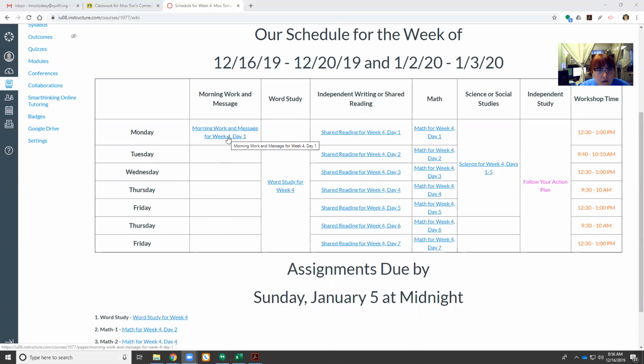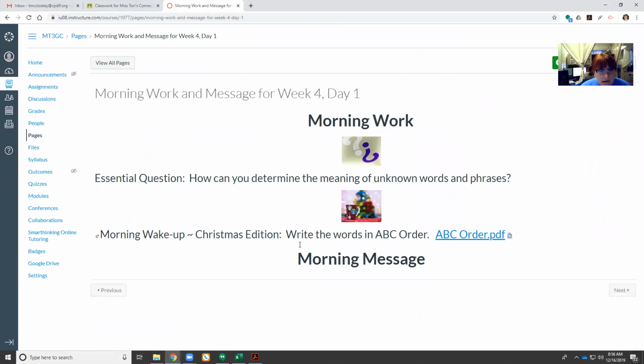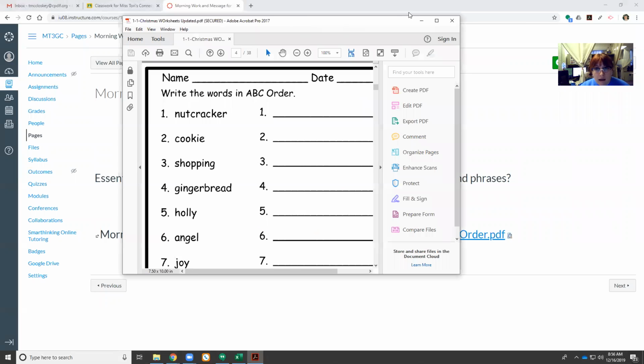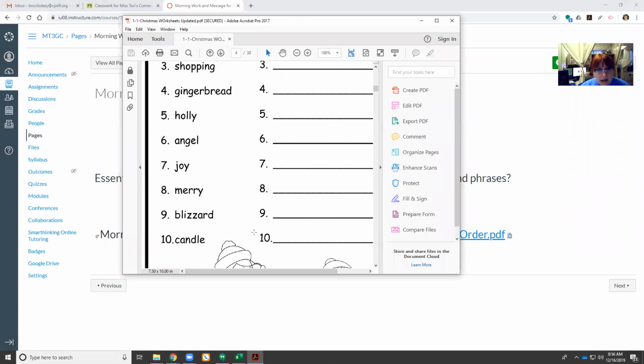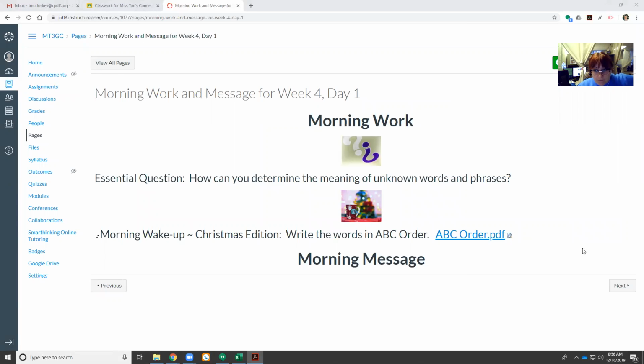So let's see, I have the morning work and message for week 4, day 1, which is today. Your essential question, which is something you're going to be working on throughout this week, is how can you determine the meaning of unknown words and phrases? And I'll go into that a little more in a second. And your morning wake up Christmas edition, write the words in ABC order. So you have this document here with a list of words on this side, and then you put them in ABC order on this side, and then the second page you can check your answers.